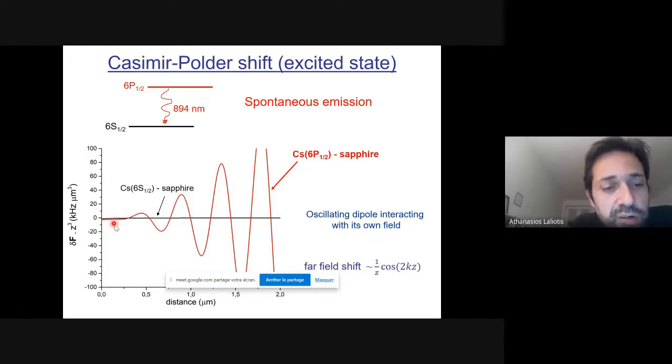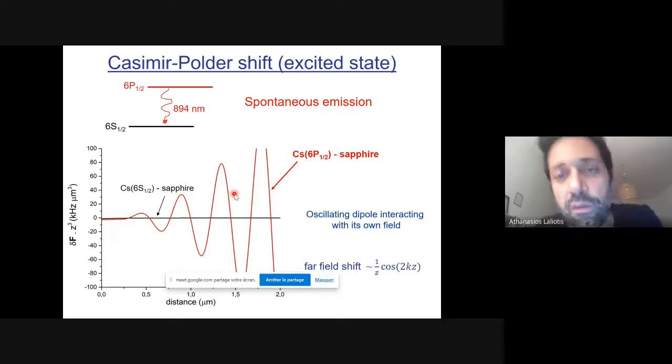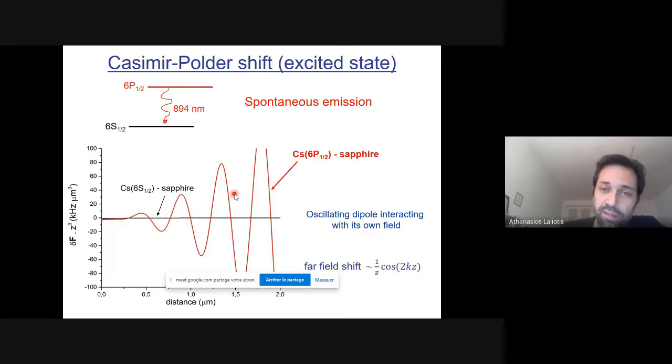But also, if you look much closer to the surface, you will find that in this regime the interaction is much more consistent with the 1 over Z3 law than the ground state atom, which is represented here with the black line, the same line I showed you before. So this is one of the reasons why excited states are different, and in our experiments we're mostly interested in demonstrating effects that are interesting and mostly related to excited state atoms.